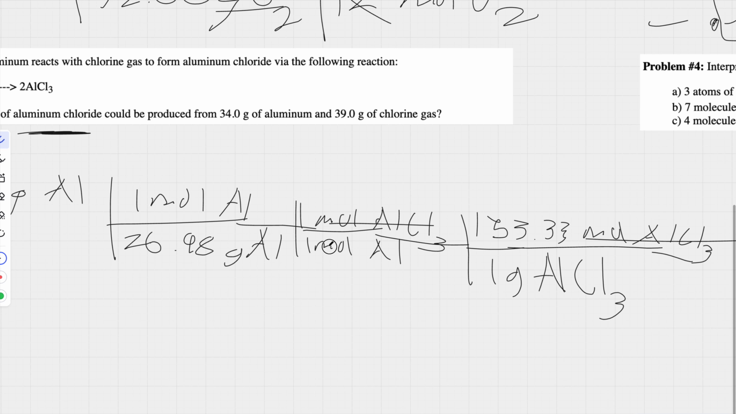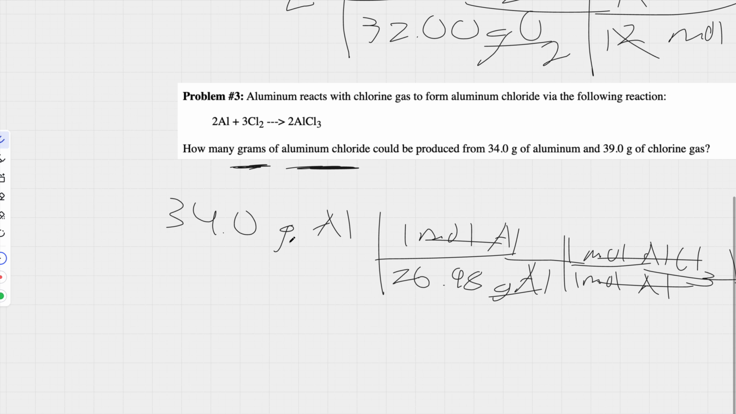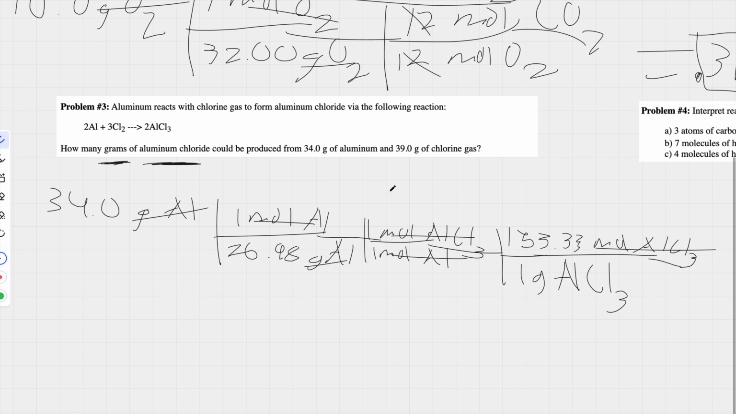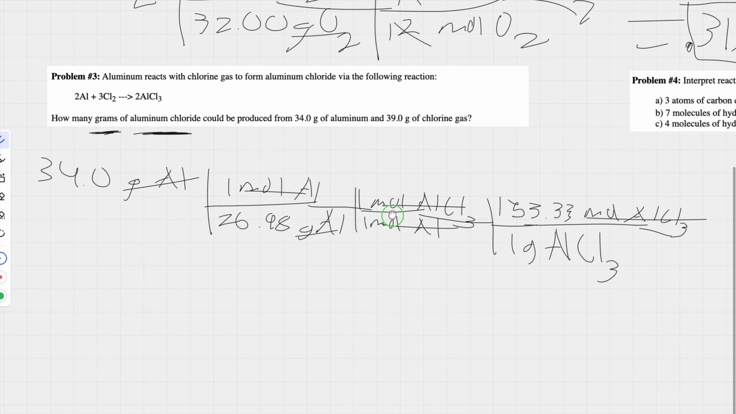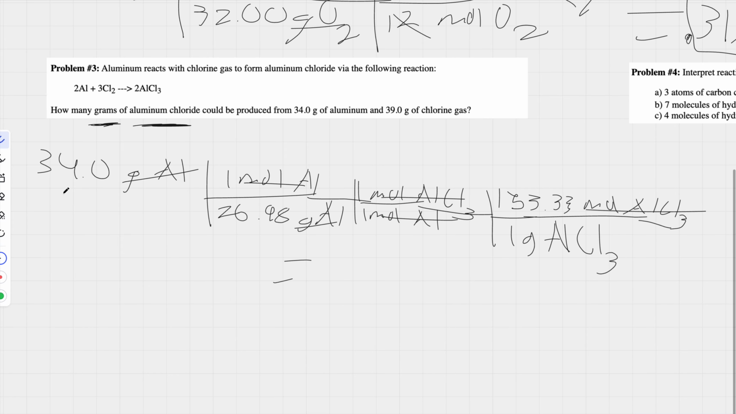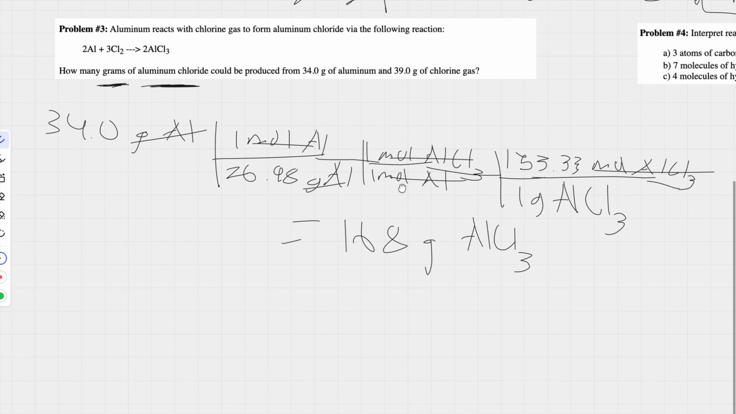Cancel your units. I keep forgetting to cancel them out. Now, plug this into your calculator. And then you should get an answer with 3 significant figures, so it would be 106.68 grams of aluminum chloride formed from 34 grams of aluminum.